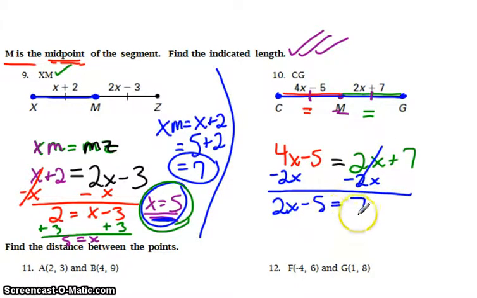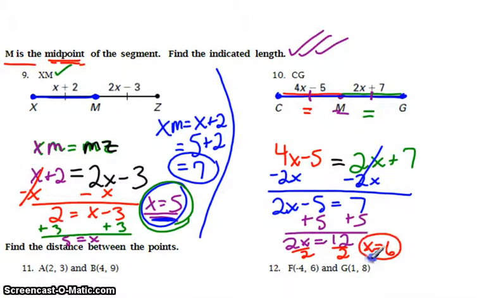Now I want to get my constants together. Since the 5 has to go to the other side of the equal sign, I switch my sign. So 2x equals 12. And then lastly, this is 2 times x. I want to get x by itself, so the opposite of multiplication is division. So x is equal to 6. But remember, this is not your final answer. Okay? It's not your final answer.